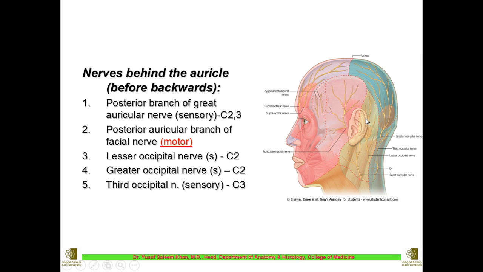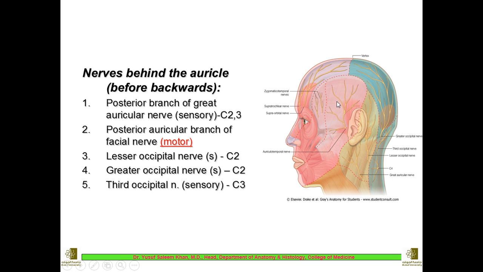The posterior branch of the greater auricular nerve, which is sensory. Then we have the posterior auricular branch of the facial nerve, which is motor. Then we have the lesser occipital nerve. Then we have the greater occipital nerve. Then we have the third occipital nerve. All these are the nerves which are supplying behind the ear. So there are five in the front and five behind, which are supplying the skin in the scalp.